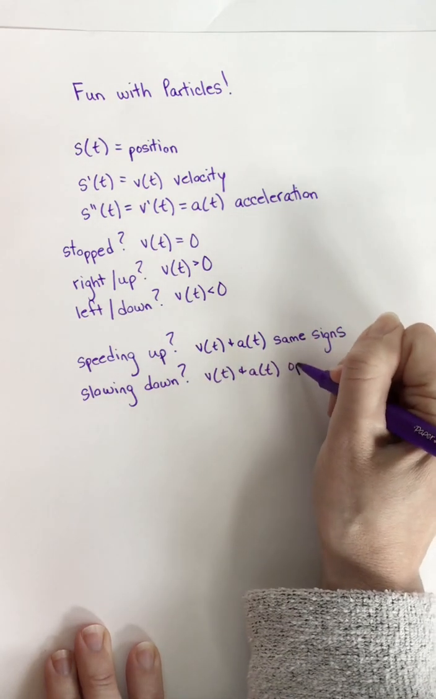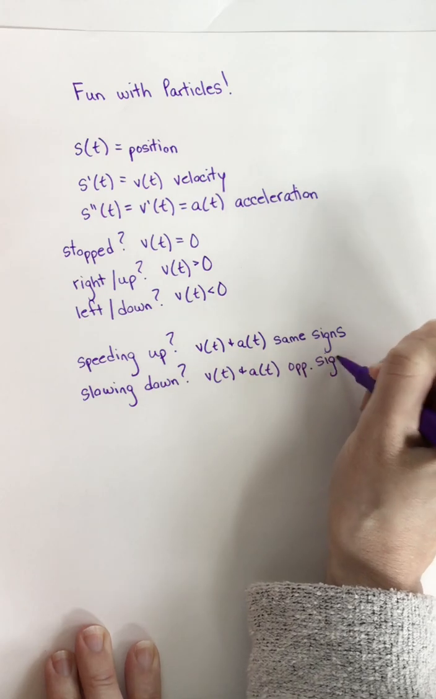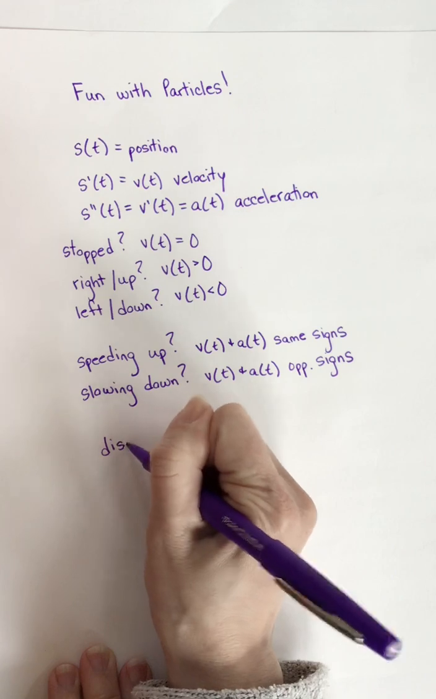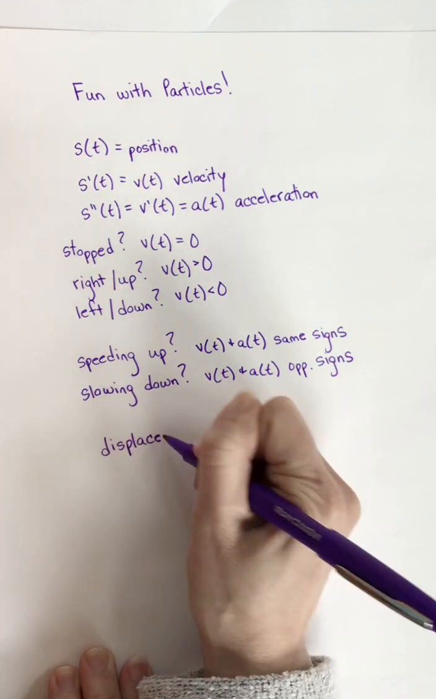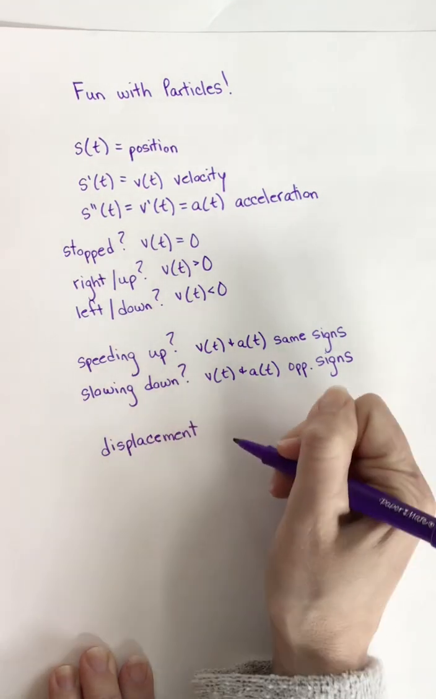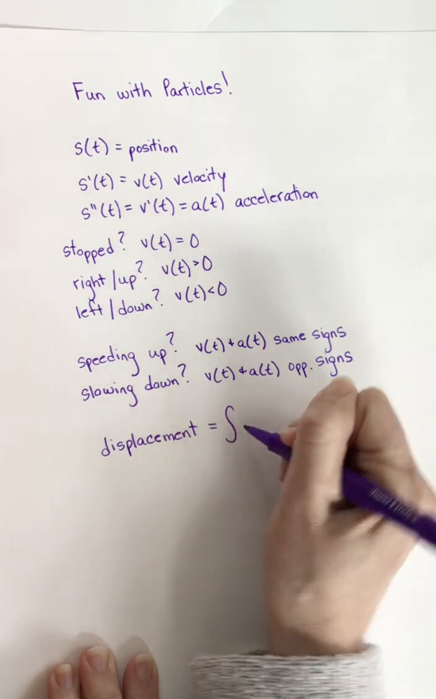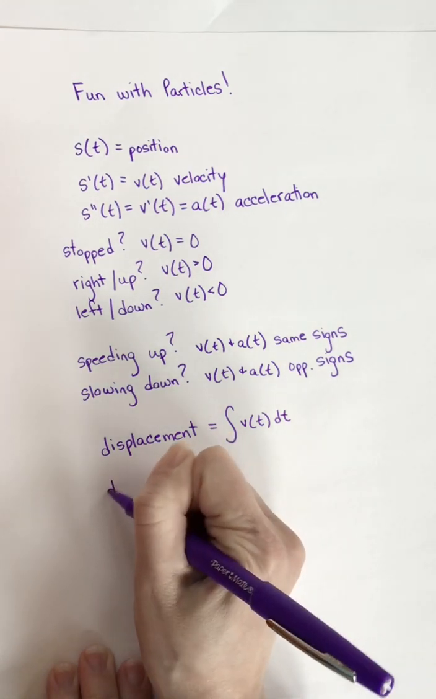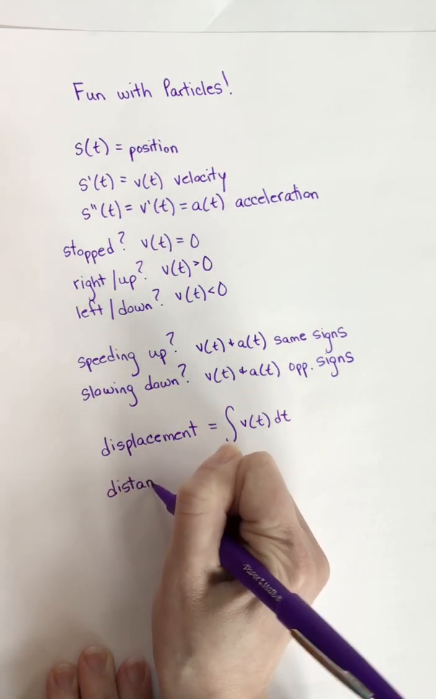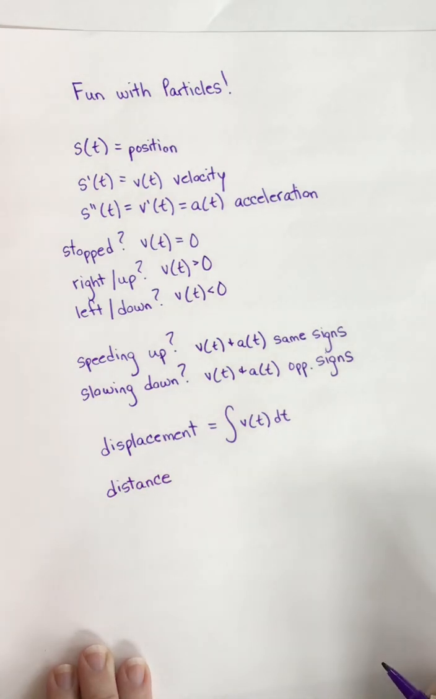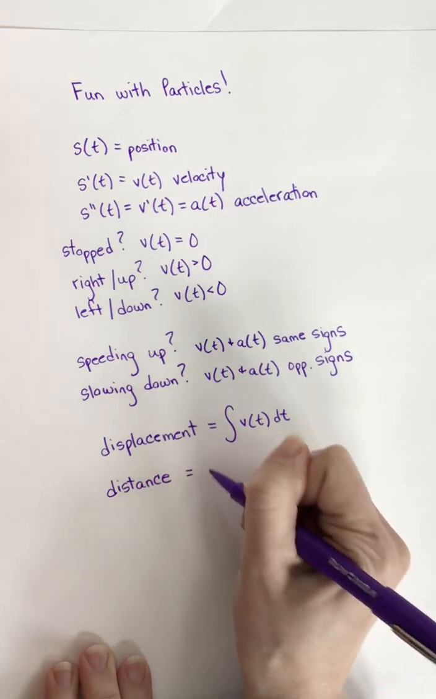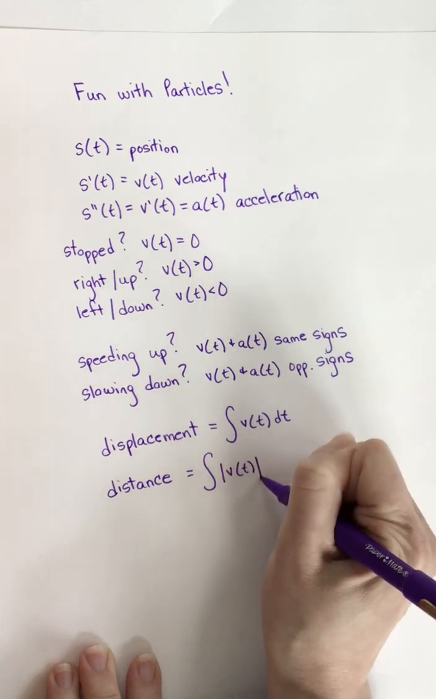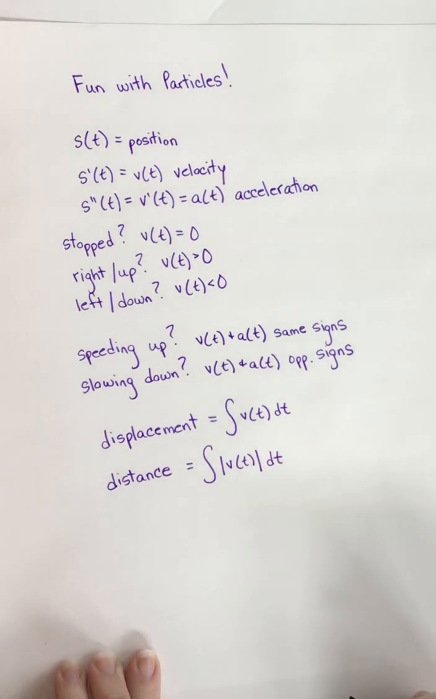They are opposite signs. And last but not least, we can figure out things like displacement. Displacement would be the accumulation of velocity. Or we can talk about distance. Distance is like the odometer on our cars, which are not really getting a lot of action right now. That would be the accumulation of everything in a positive direction. So I'm going to use my absolute value to make everything positive.